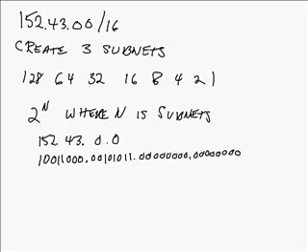Now, with hosts, I would write that differently. It would be 2 to the h, standing for host, minus 2, because that is required. Remember, on a network the first address is the network address, like 152.43.0.0, and it cannot be used for a host. Likewise, the broadcast address. The default broadcast address for the entire network would be 152.43.255.255.